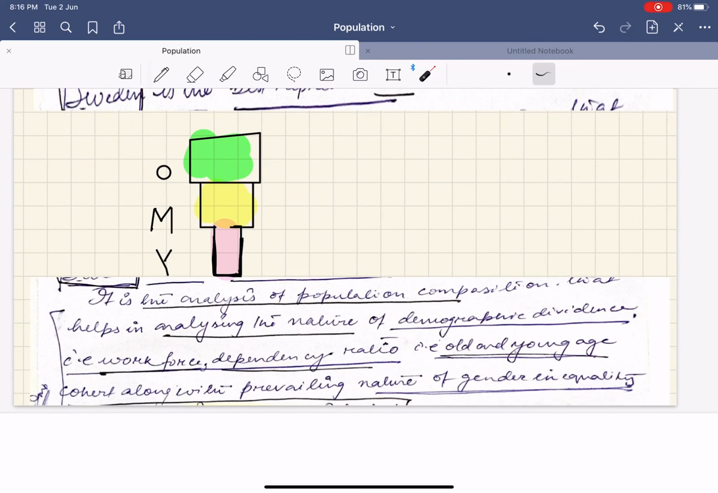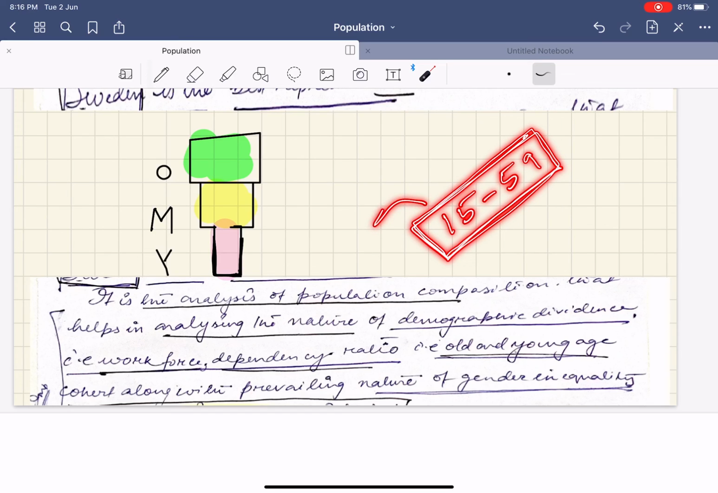Next, it is the analysis of this population composition that helps in analyzing the nature of the demographic dividend. What does demographic dividend mean? Demographic dividend means you have a working age population more than your dependent age population. The working age population is the age from 15 to 59. This is your working age population, and they are more than your dependent age population. What is the dependent age population? Again, it's 0 to 15, and the other is above 60.